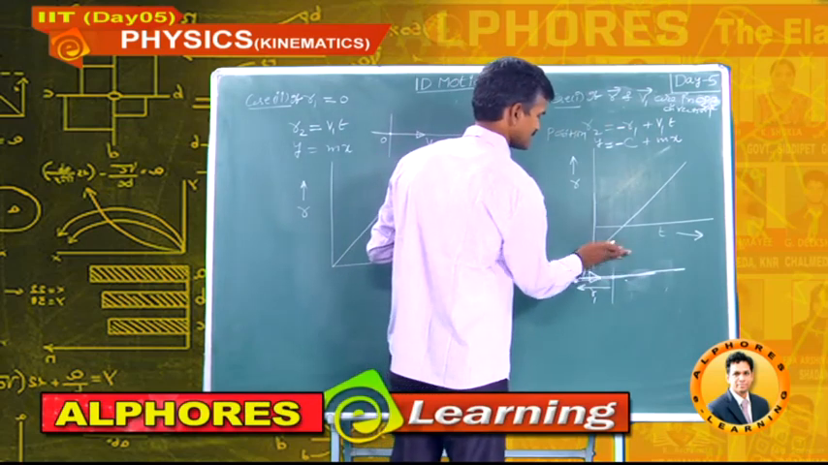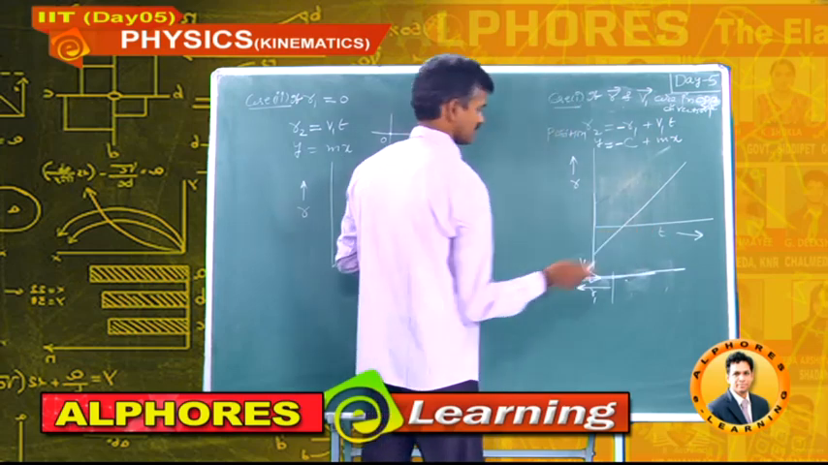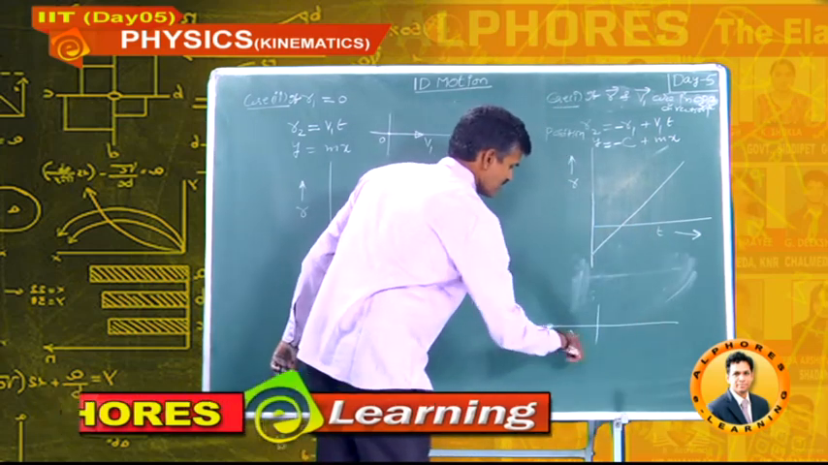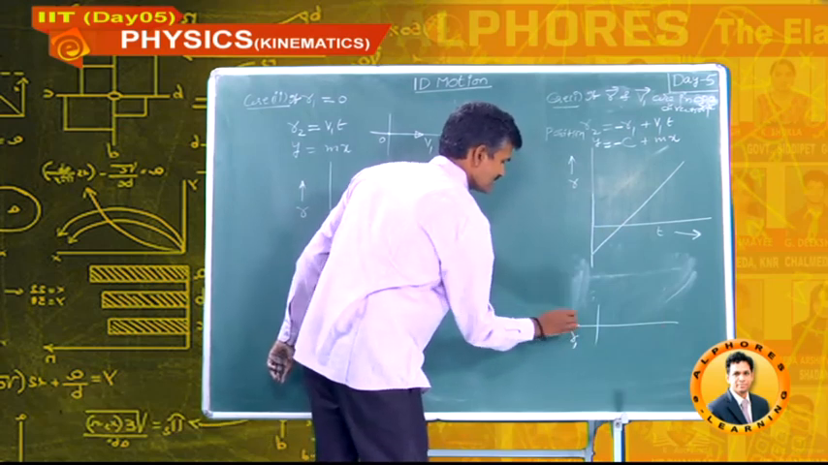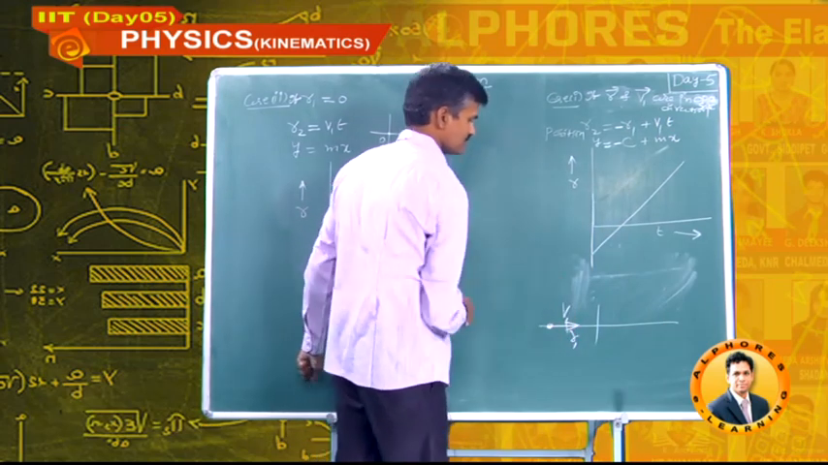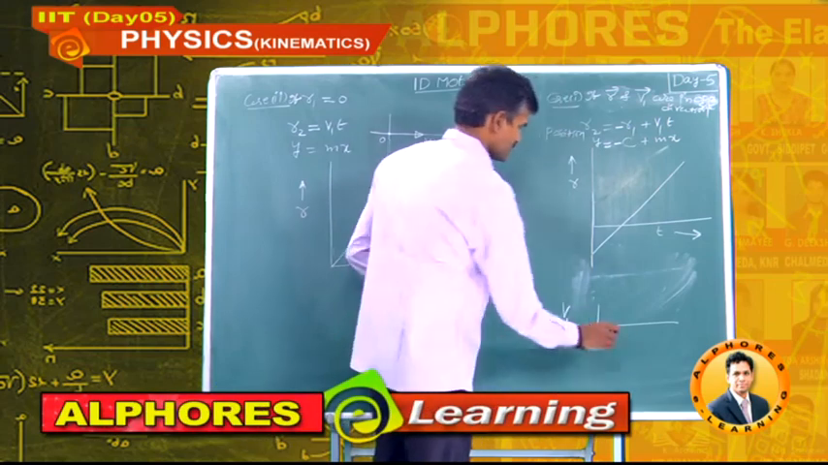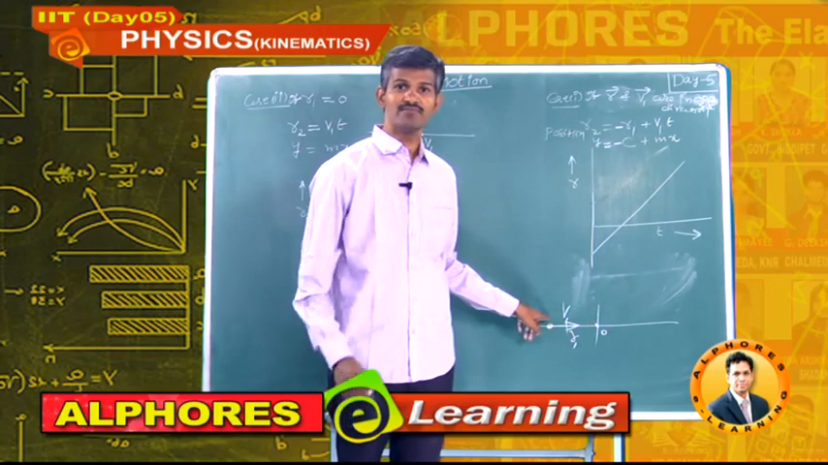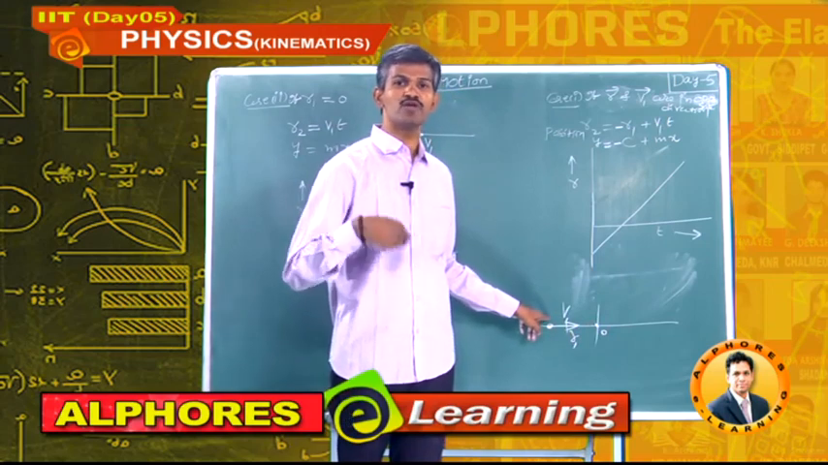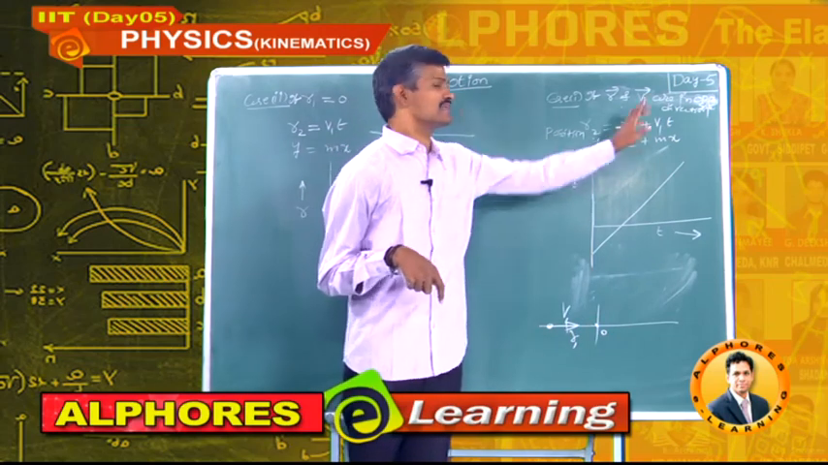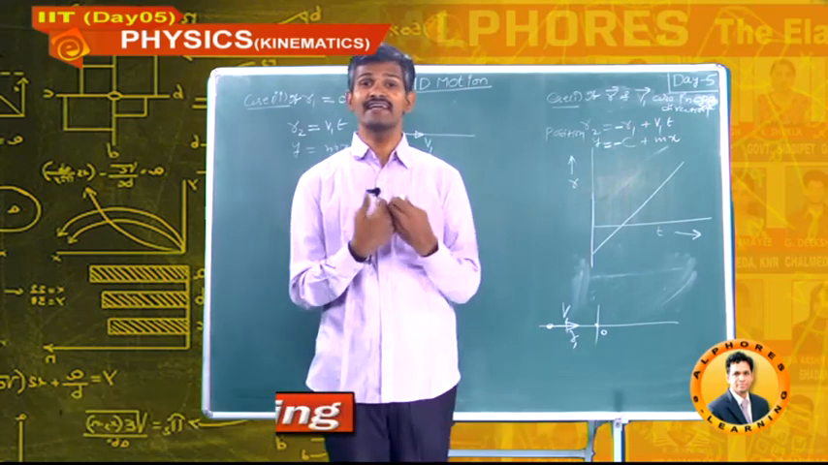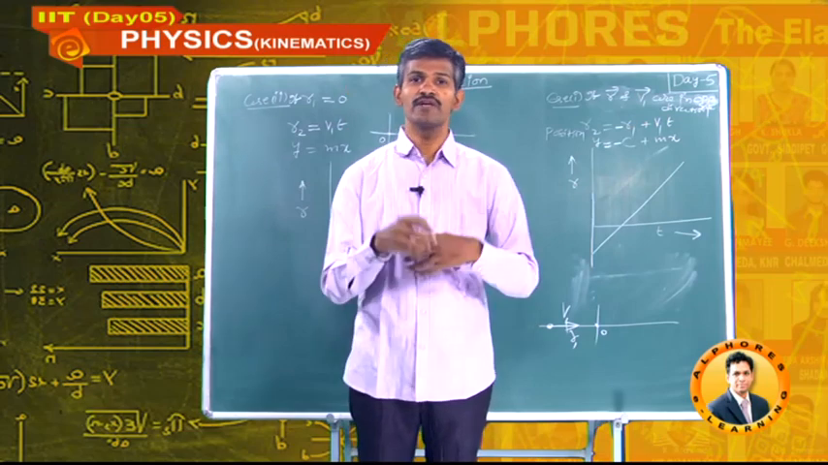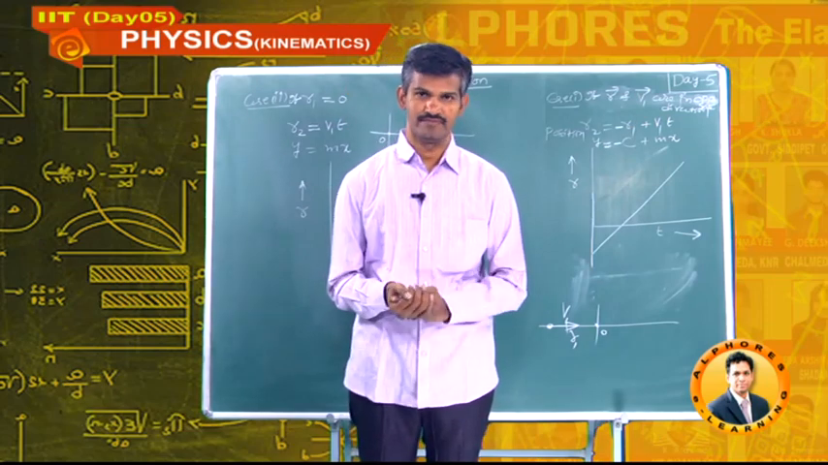In such cases, this is position R1 bar, velocity is like this, this is V1, this is origin. So, particle's position is negative, but velocity is positive. Similarly, we can draw 3 more graphs based on velocity. If we consider velocity as negative quantity and position as positive, negative or 0, we can draw 3 more graphs.